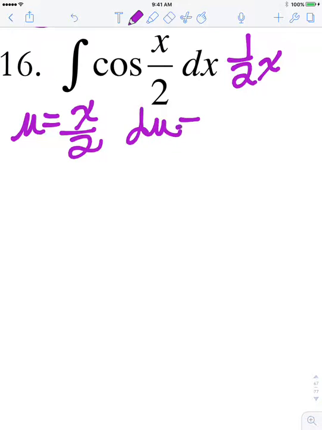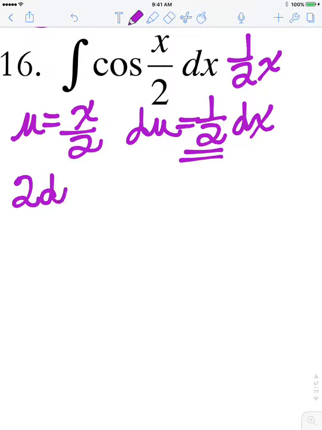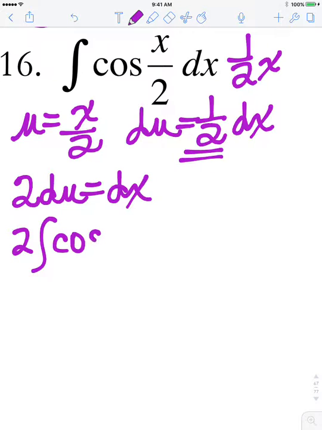And my du is just going to be 1/2 dx. I'm sorry. And the only thing we have to do is just adjust for this 1/2 by multiplying both sides by 2. So 2 du equals dx. Okay, I'm going to put this 2 out in front, and it's cosine of u du.